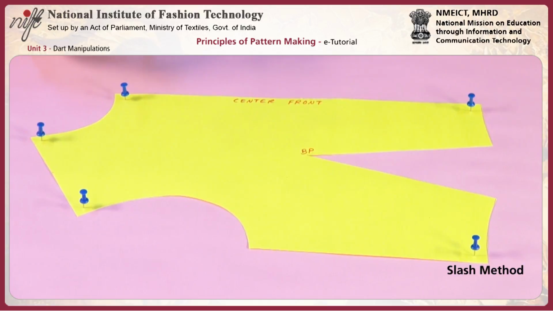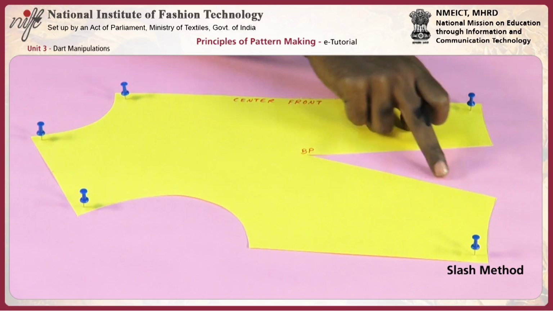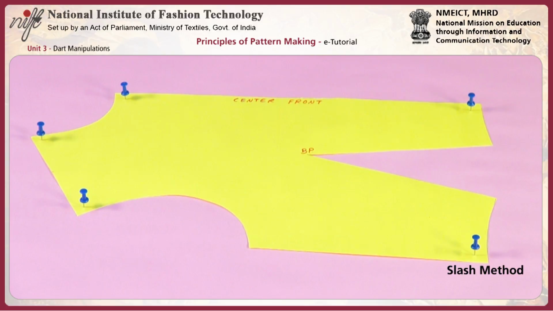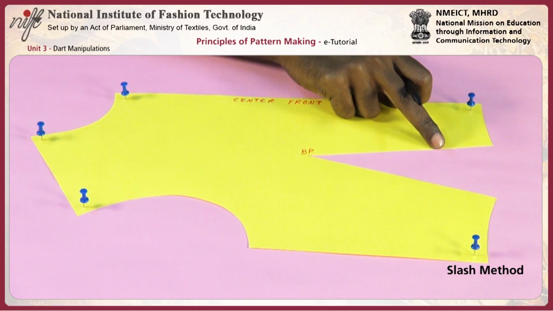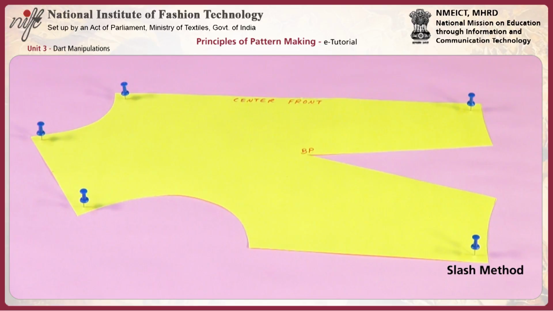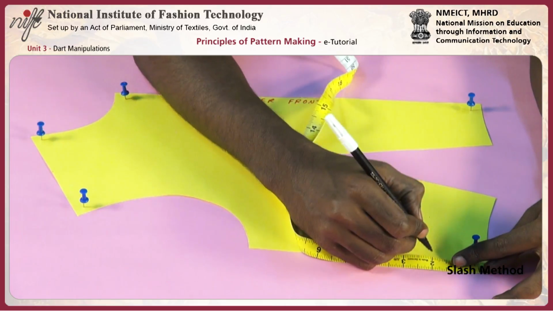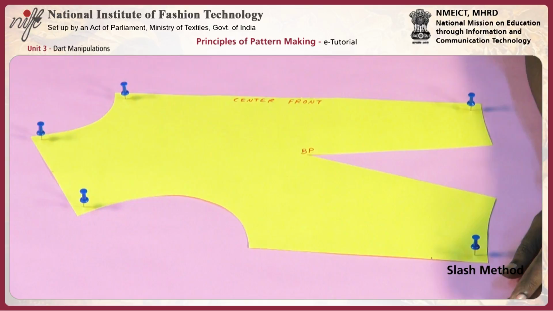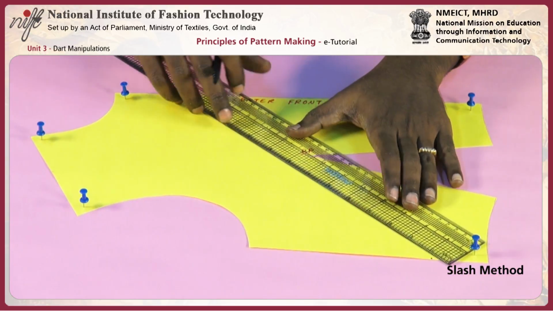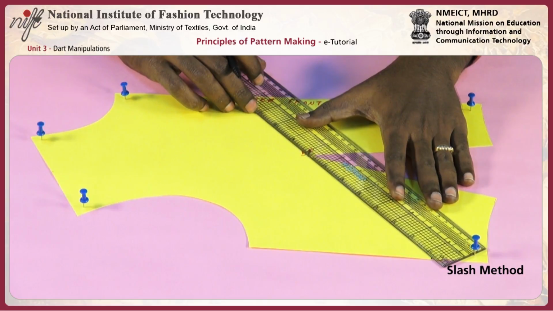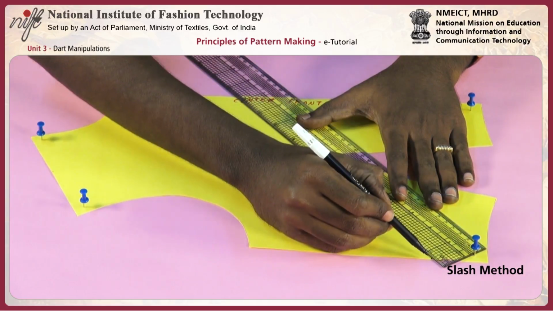Now we are going to see how to transfer the dart by using the slash and spread method. For this, I am using a single waist dart sloper. I am going to transfer this dart to a French dart. First, decide your plot line. I am marking 2 inches from the bottom. Then connect that point to the bust point.